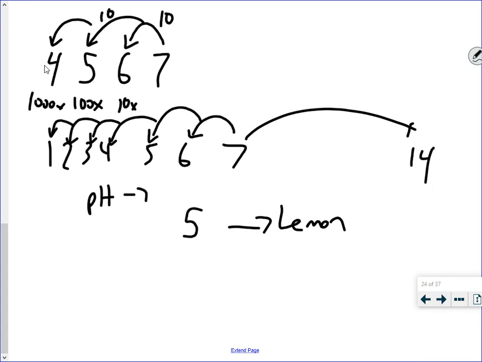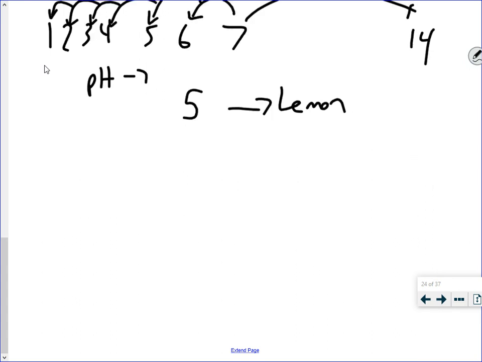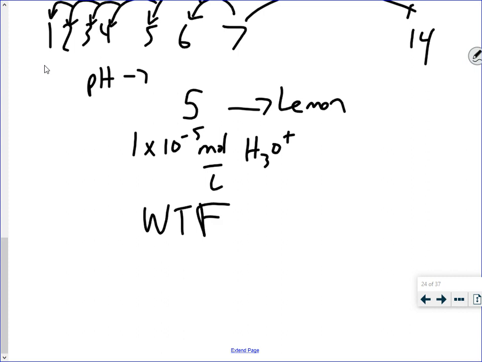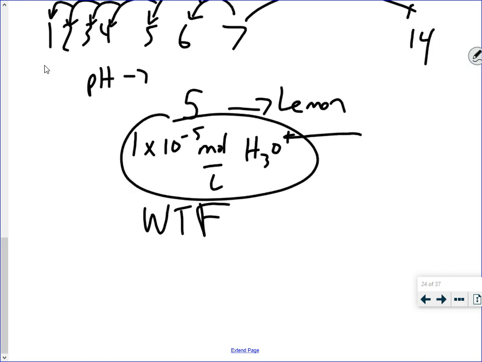Okay, perfect. But if I said don't drink that juice, it's got a concentration of 1 times 10 to the minus 5 moles per liter of hydronium, you'd be like, what are you talking about? So we use pH as an easy way to communicate the concentration of the molecule that has been made from an acid giving away its hydrogen to water. The power of hydronium.